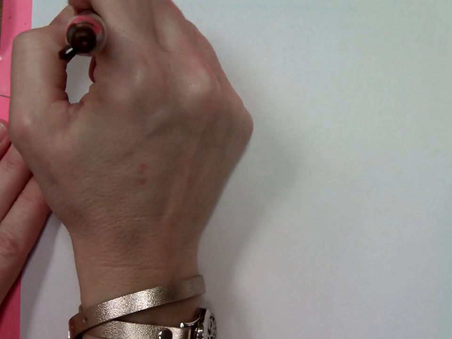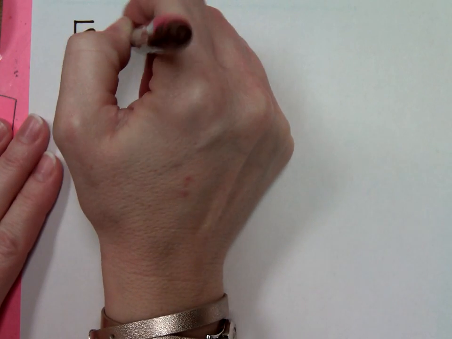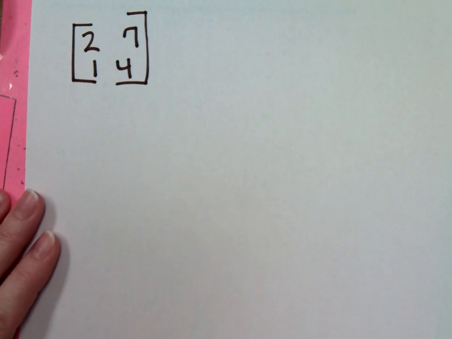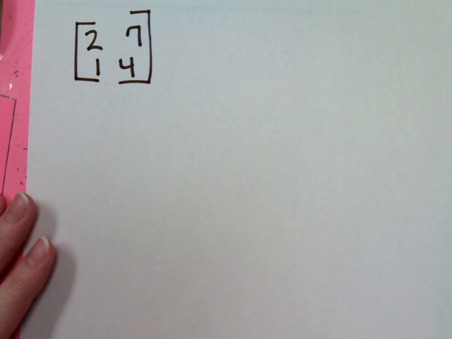Not every matrix has an inverse. We only find inverses of square matrices, but even a square matrix may not have an inverse. Okay, let me give you a square matrix to start with. Let's just do a really easy one.